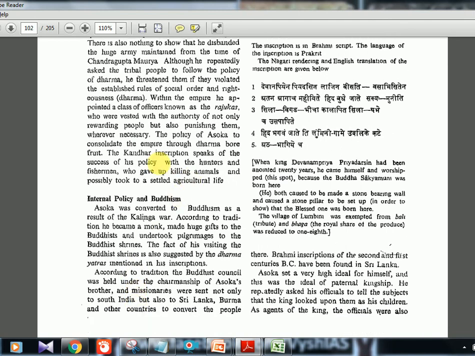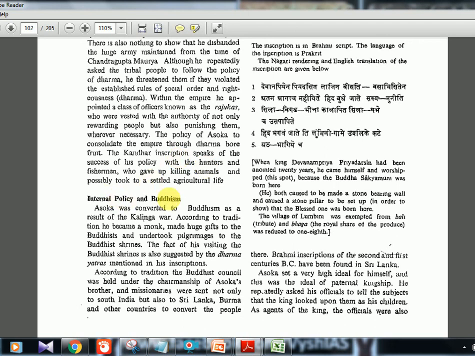The policy of Ashoka to consolidate the empire through Dharma bore fruit. Okay, the Kandahar inscription speaks of the success of his policy with the hunters and fishermen who gave up killing animals and possibly took a settled agricultural life. So he's telling because of his inscriptions and this policy spreading, it had actually worked.